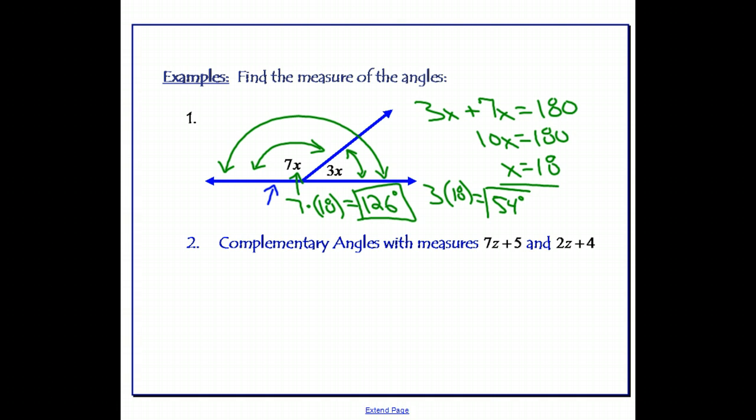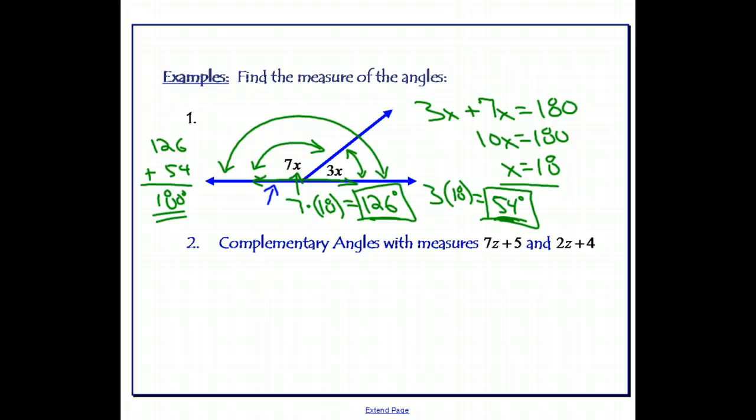It doesn't hurt to check those two, because how much is 126 plus 54? Add it up, it equals 180, which is what you should have been expecting, because look, this makes a nice straight line right there. All right, next one, complementary angles.